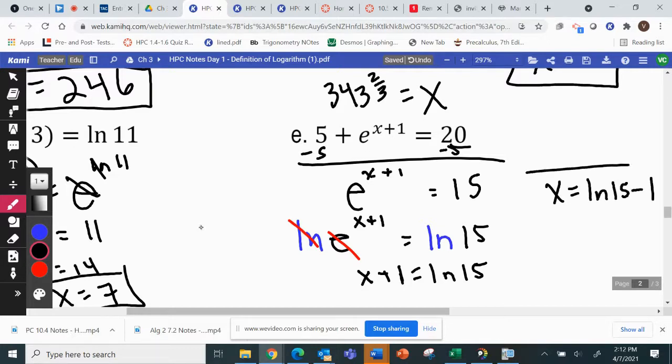So that's the exact answer. I could find an approximate answer with my calculator, but I don't need to.